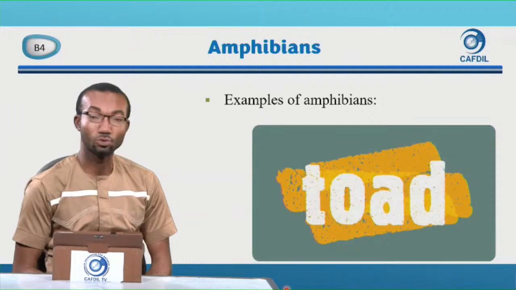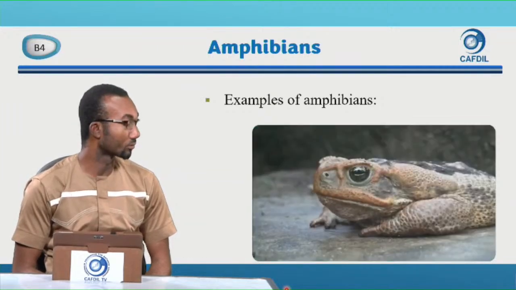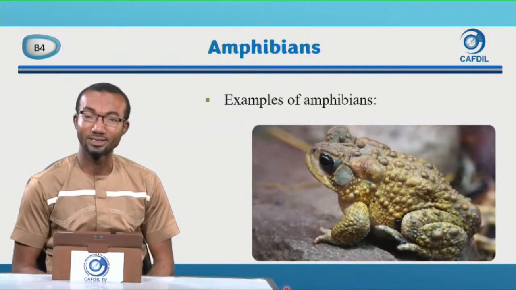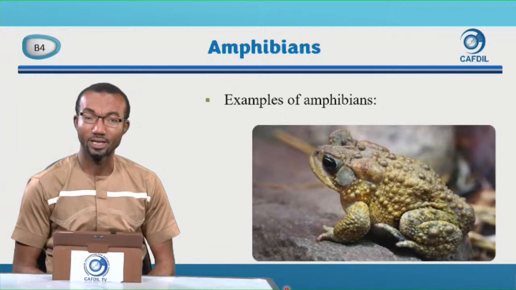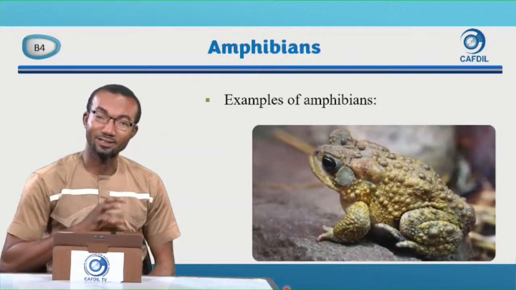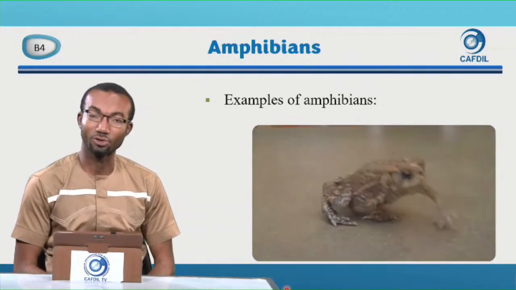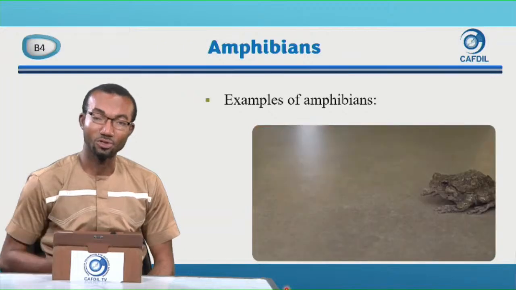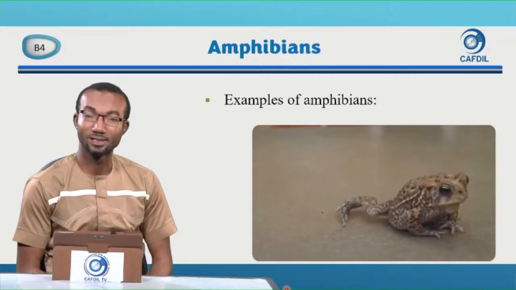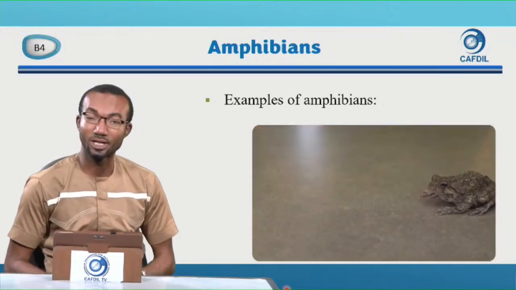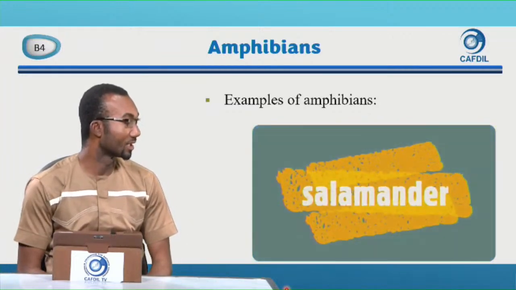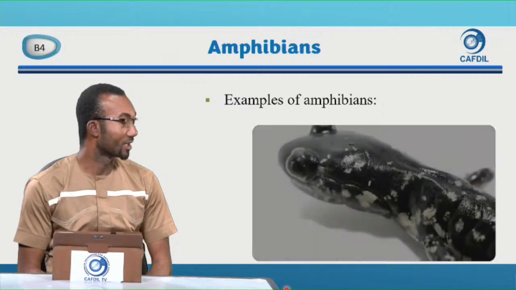The next one is toad. Kids, you will look at the difference between a toad and a frog. Most of the ones that we see around are toads. They are not frogs, they are toads. After the examples, you look at some differences so that when you see them, you can differentiate between a frog and a toad. So this is a toad.